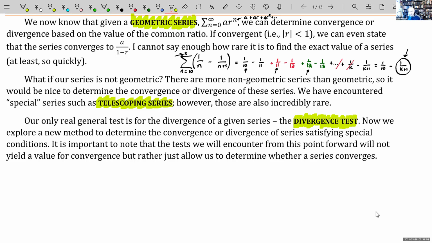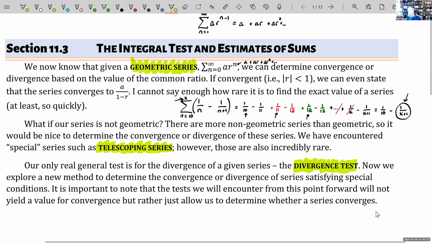If you have a very special series, maybe you can determine it converges or diverges using a special test we're going to invent here. It's important to note that the tests we encounter from this point forward will not yield a value for convergence, but rather just allow us to determine whether a series converges. So it will not tell us the value of the series. It's not like a telescoping series or a geometric series. All the rest of these tests are going to do for us is tell us whether the actual series we've been handed will actually converge or actually diverge. So that's an important statement I just want you to think about.